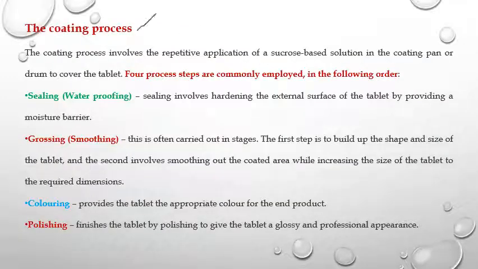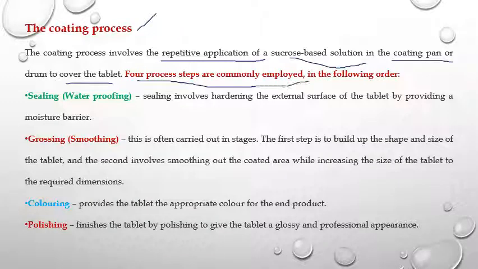Coating process. The coating process involves the repeated application of a sucrose based solution in the coating pan or a drum to cover the tablet. The four process steps are commonly employed in the following order. First is sealing, second one is glossing, third one is coloring, and fourth one is polishing.